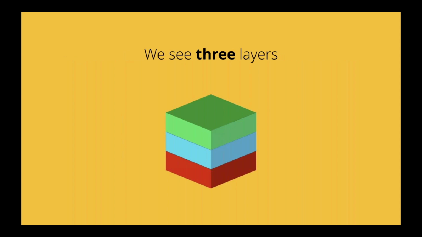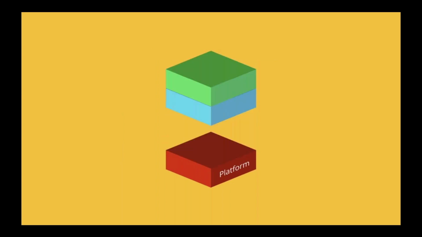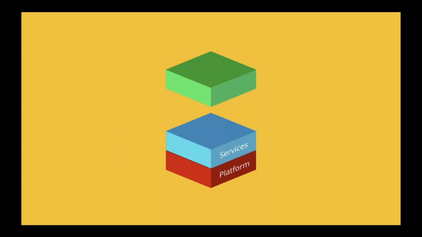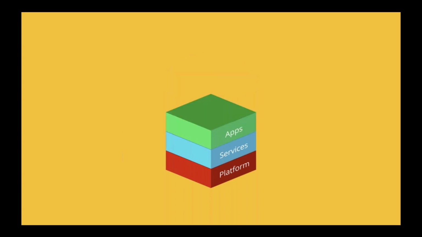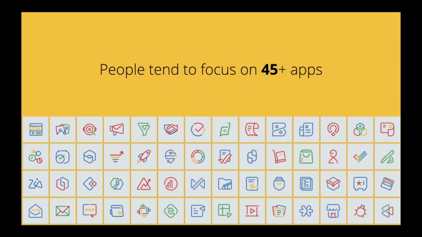So when we talk about the operating system for business, we see three core layers. The first is the platform layer. The second is a services layer. And third, and finally, is the apps layer. Now, people tend to focus on apps, and there's good reason for that. With Zoho and with Zoho One, you get over 45 different applications in Zoho One. And again, these range across the board, doing all sorts of different things for you.